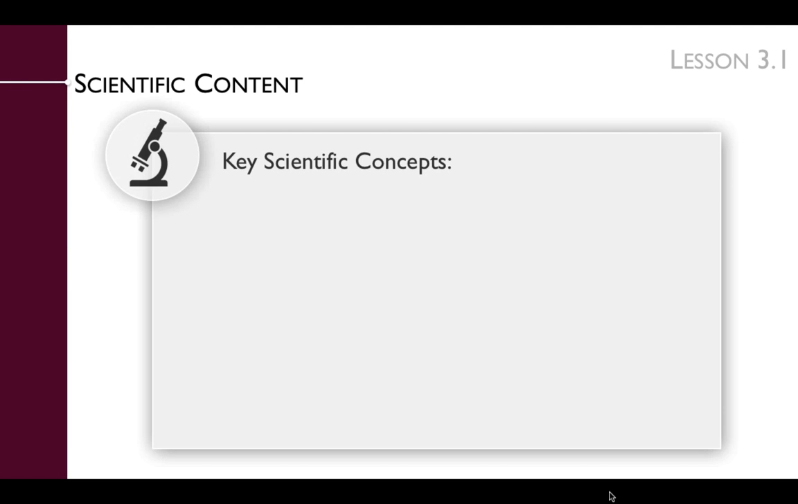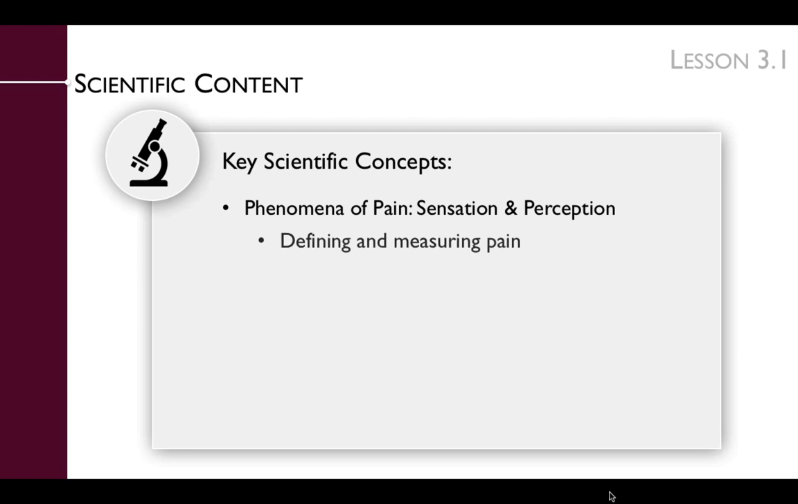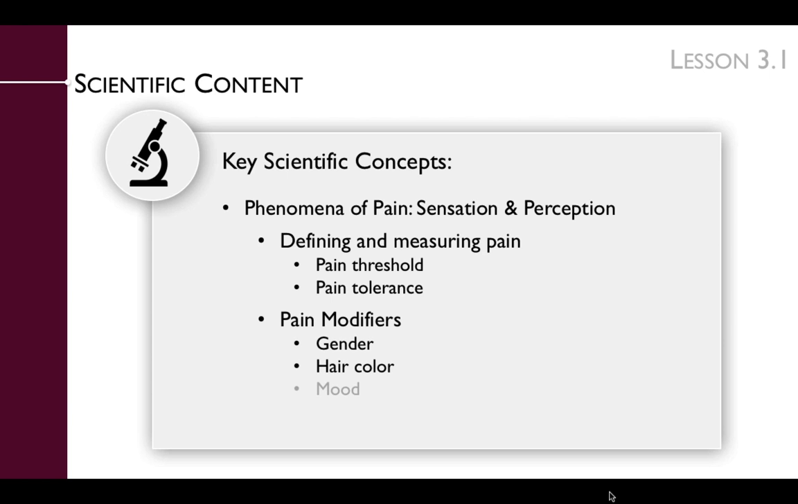To prepare for this lesson, you'll need to review the key scientific concepts that are presented in it. They include an overview of the phenomenon of pain, its sensation and perception, including defining and measuring pain, what's meant by pain threshold and pain tolerance, and how pain modifiers work, including gender, hair color, mood, and expectations.